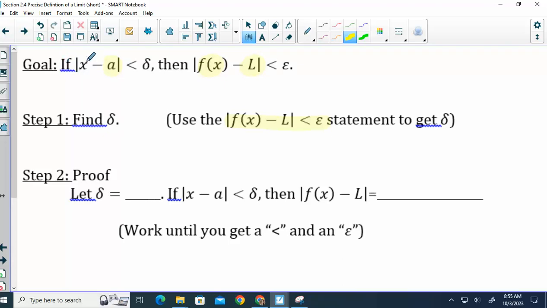So we have if the absolute value of x minus a is less than delta, then the absolute value of f of x minus L, and then we work it out until we get the less than and the epsilon in there. So this is our process every time. When you go to try these on your own, you can look at this slide and figure out what you need to do at each point along the way.